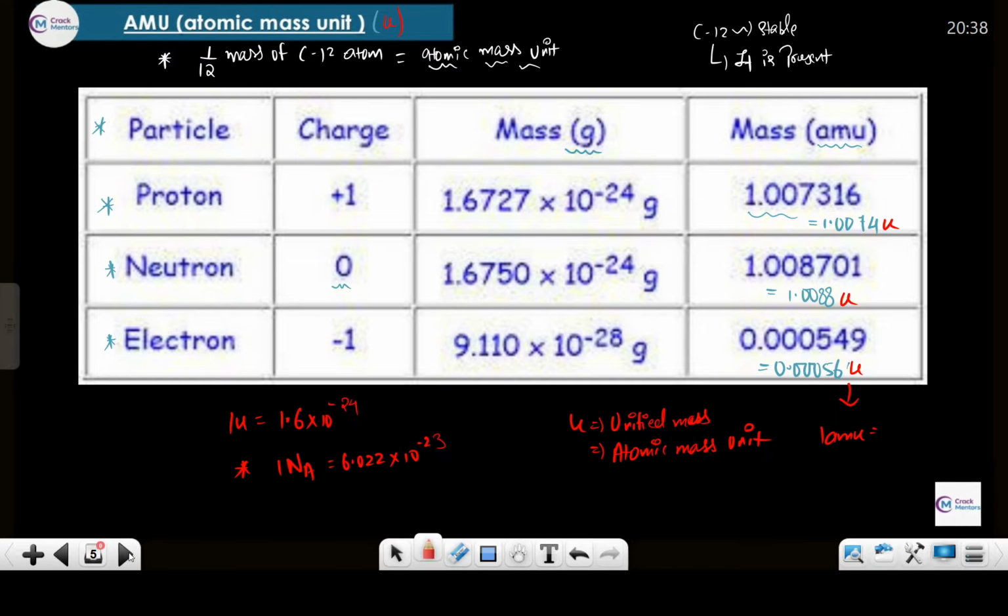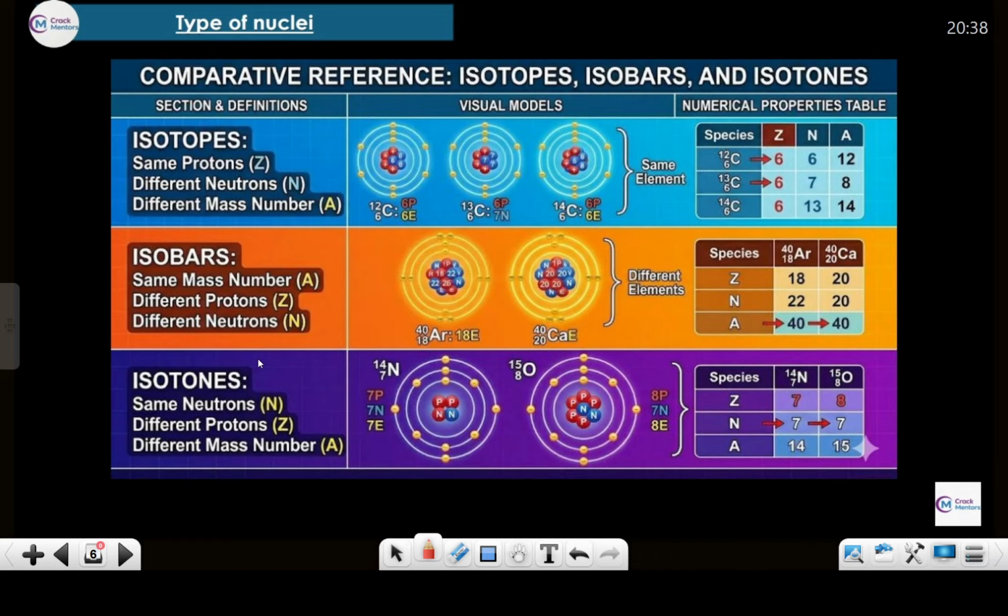I'm moving ahead. Now I am comparing some types of nuclei. First of all, we have isotopes. What are isotopes? Isotopes are atoms whose nuclei have the same number of protons.